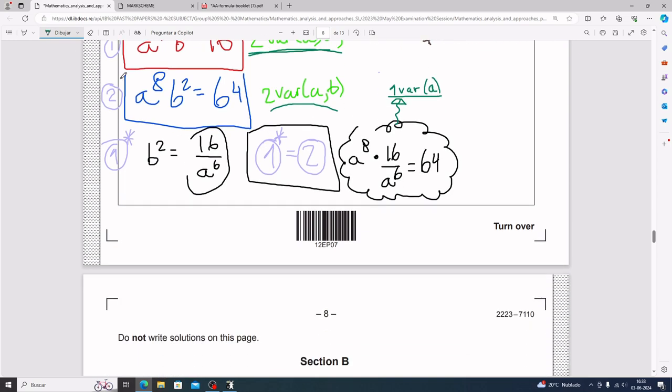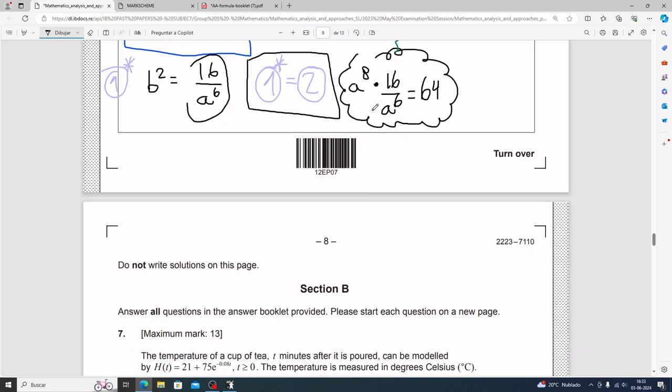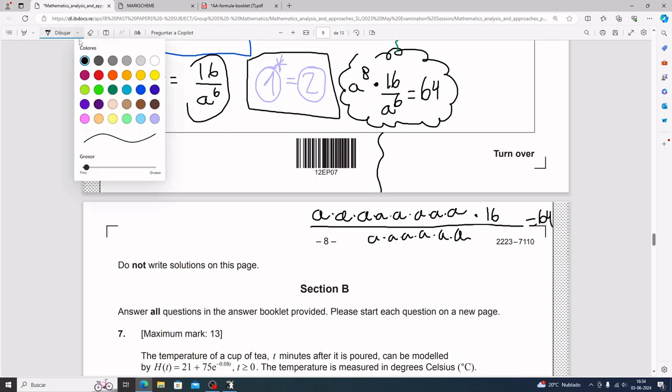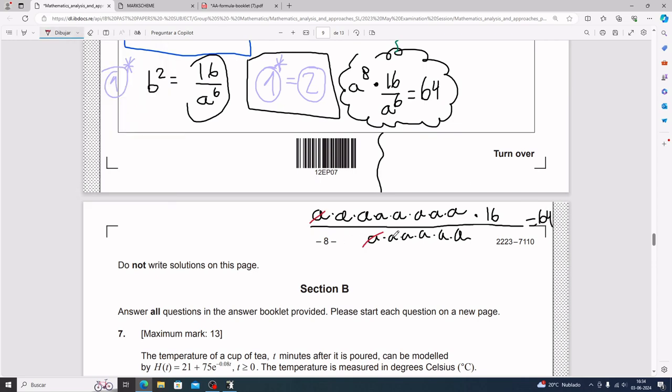So trust the process. The magic of a system of equations is that you go from two variables to just one. That is the whole idea of this process in the first place. So from here, you can try to get a alone. And much like I mentioned earlier with how the exponents work, this technically is going to be 8 a's up top: a times a times a times a times a times a times a times a, times 16, divided by a times a times a times a times a times a. So that is 6 a's, and up top you have 8 a's. All of this equals 64. And so technically this goes away with this, and this goes away with this, boom, boom, boom. That happens. See?